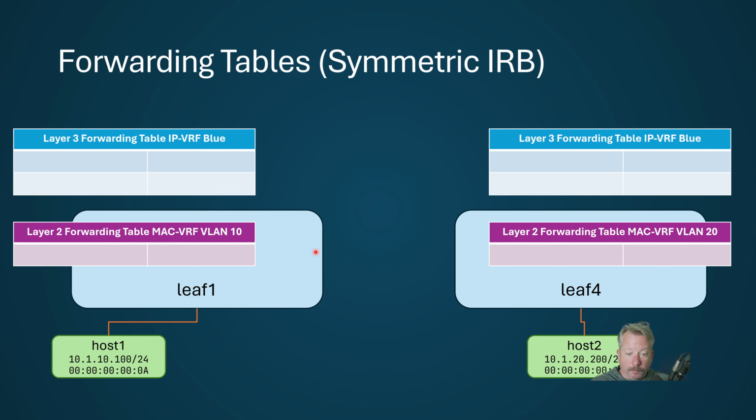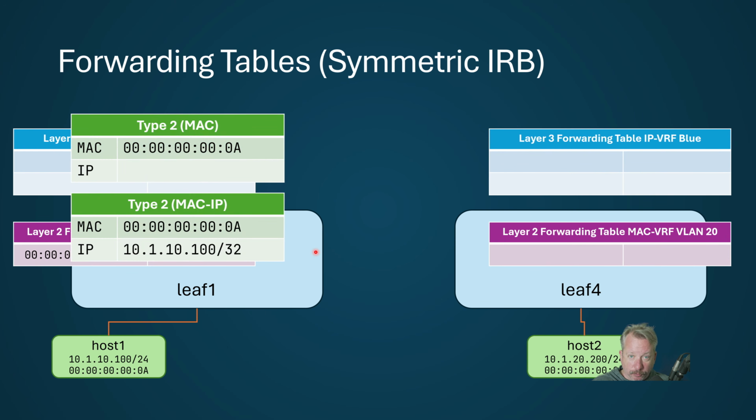So right now the forwarding tables are empty. With symmetric IRB, we have the layer 2 table, which will get propagated to the other leaves that have that VLAN on it, or that MAC VRF. It's a VNI, but we're just going to say VLAN. And they also have a layer 3 forwarding table. So we learn the MAC address in case we have a host locally that needs to know that MAC address, or we have a remote leaf that has that VLAN instantiated.